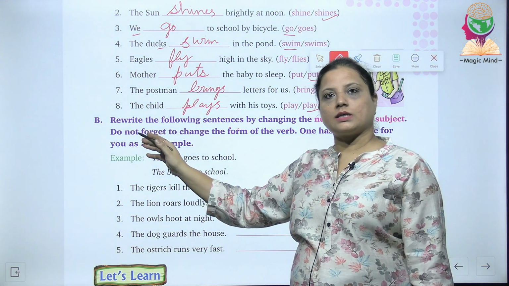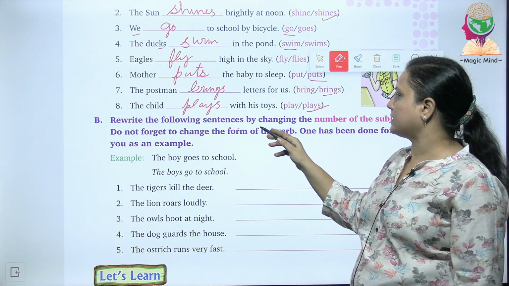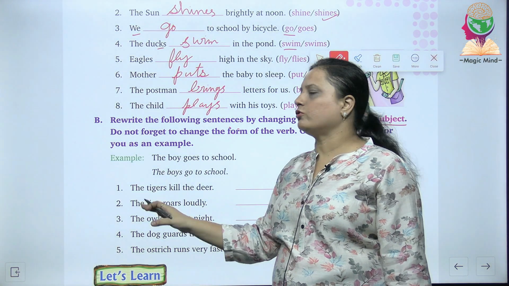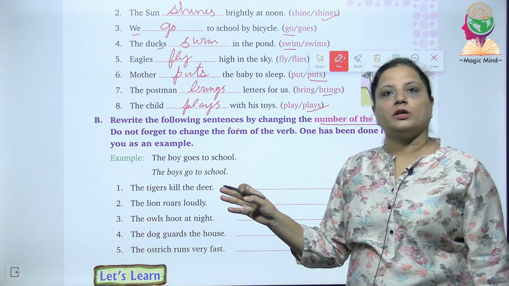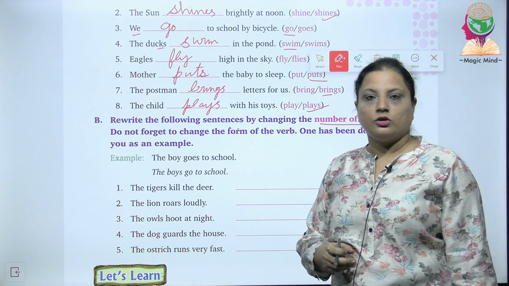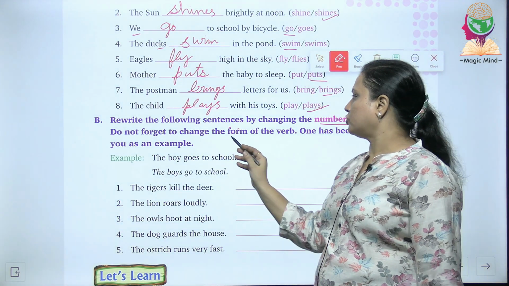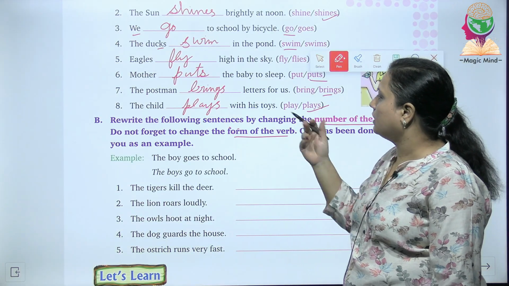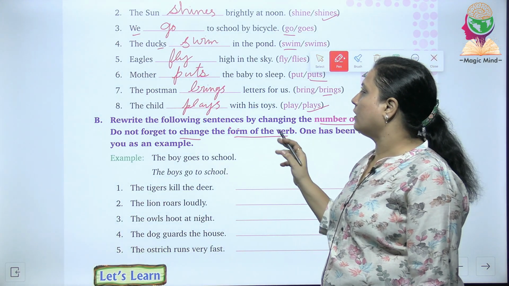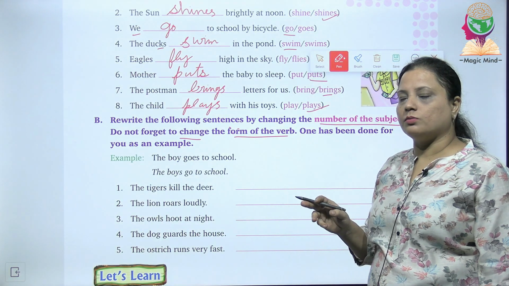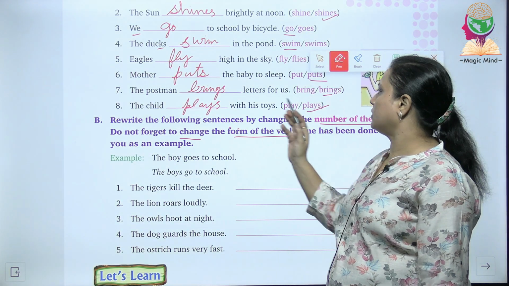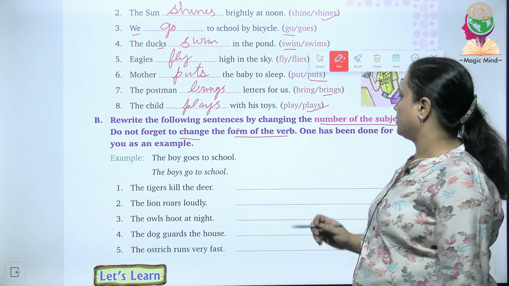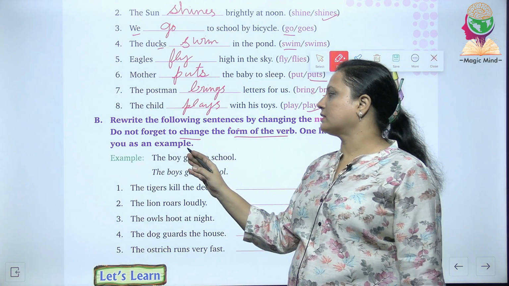The B question states, rewrite the following sentences by changing the number of the subject. So we have to change the subject, and accordingly obviously the verb will also change. Do not forget to change the form of the verb. They are also telling you that you have to change the form of the verb, because when the subject changes, the number will change, and obviously the verb will also change. One has been done for you as an example.